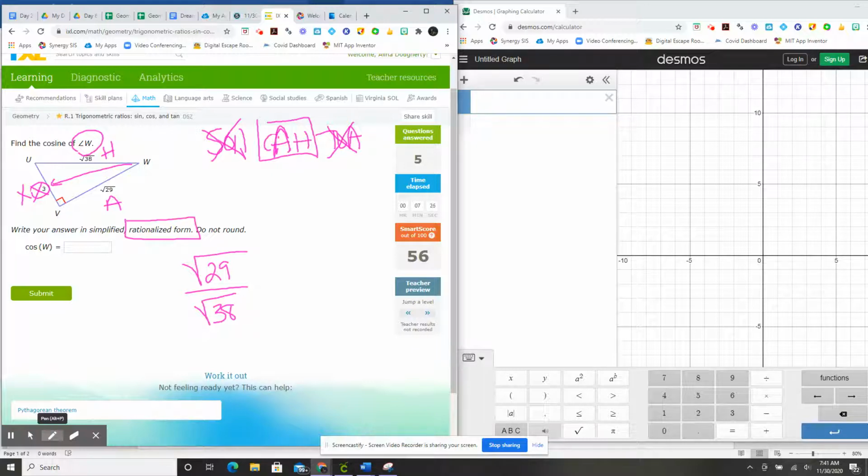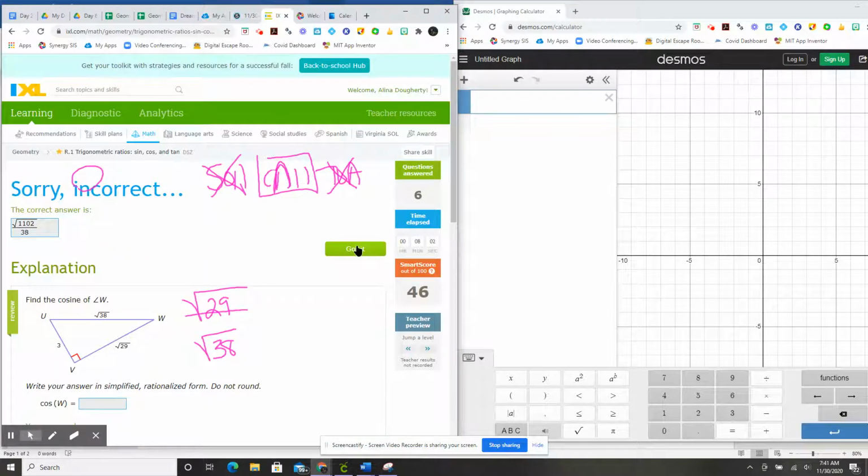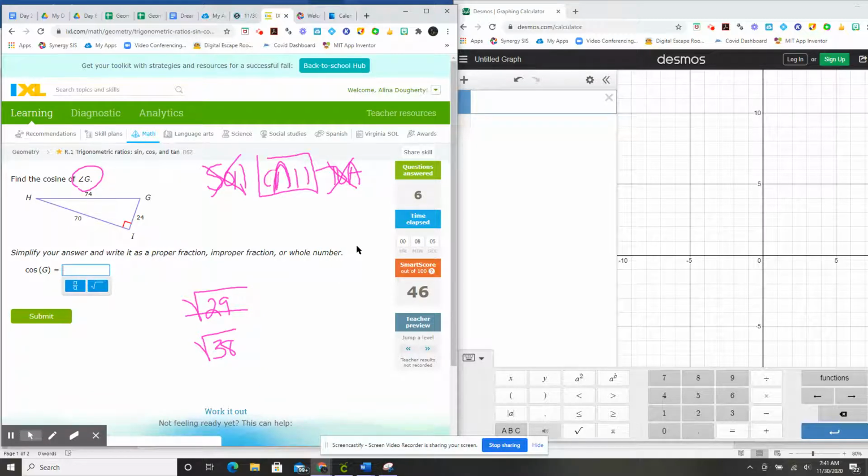This is something that I don't really want you guys to get into. So when you get a radical like that, just stop there. Because what they want you to do is get this radical out of the denominator. So we're going to put in this answer. It's going to tell me it's wrong, but that is what I want you to do. And then just click got it, because I don't want you to have to rationalize those.